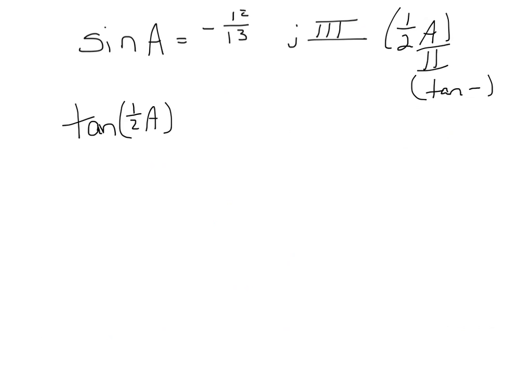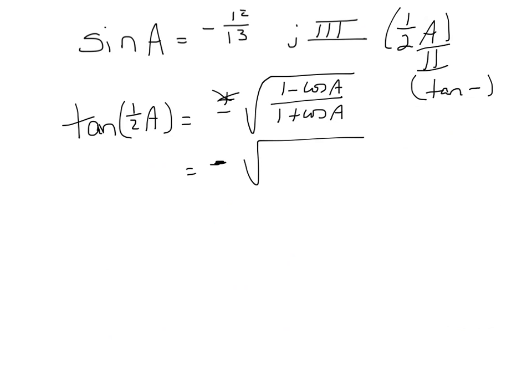So my formula off the reference sheet, plus or minus, and then it's going to be 1 minus the cos of A over 1 plus the cos of A. So I already know it's going to be negative, so I'm going to get rid of the positive. I'm going to go with the negative. Now, the problem is, I know the sine ratio, I need the cosine ratio. So I'm going to need to go over and build a triangle in quadrant 3.